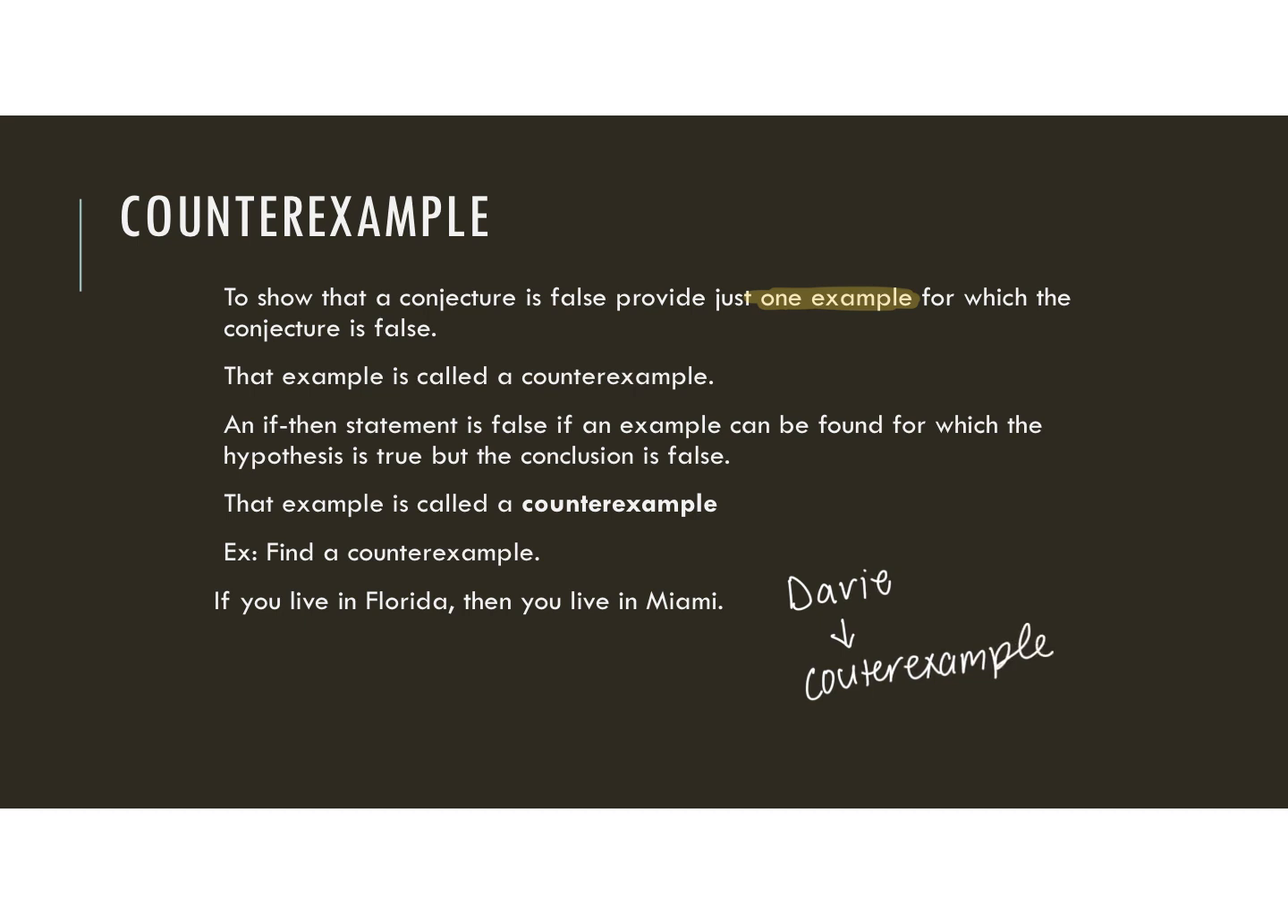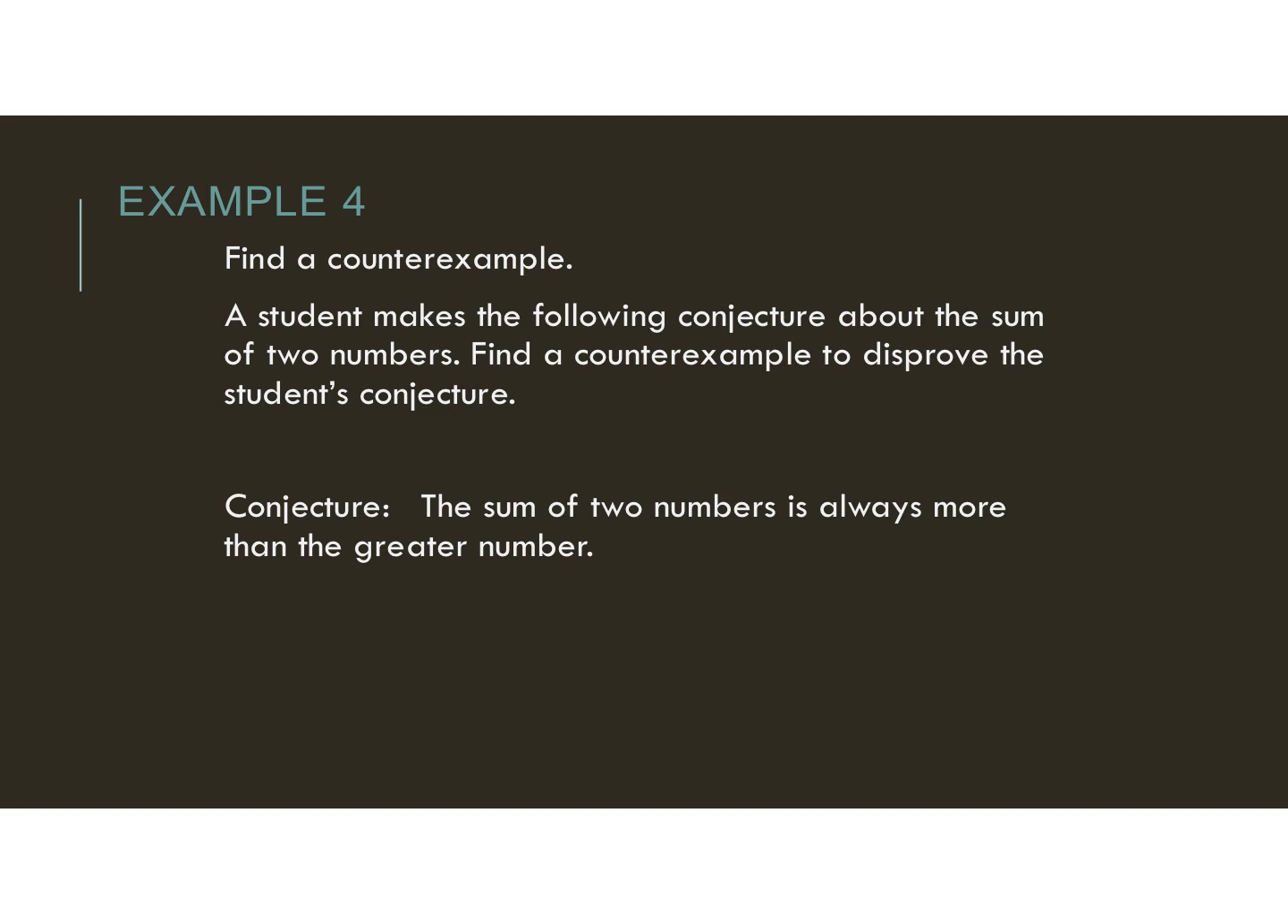Okay, I'm just proving that this statement is false. All right, example number 4, it says find a counterexample. A student makes the following conjecture about the sum of two numbers. Find a counterexample to disprove the student's conjecture. So I'm trying to make the student's statement false. I'm trying to figure out one example that would make the student's statement false.